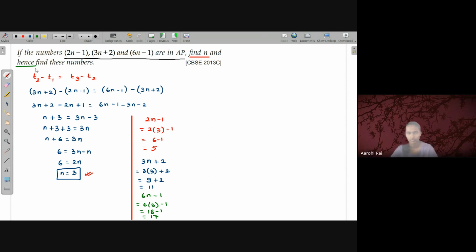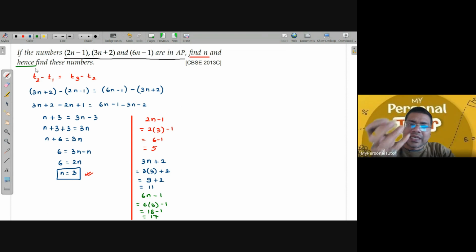Hence is like they're concluding that we should find these terms. Hence means using the value what you have found. Always remember, hence means whatever result you have got just preceding that, you have to use it and get the remaining things after that. So that's the reason they're asking to find n, and hence means using the value of this n, you have to find these terms. These terms are nothing but 2n minus 1, 3n plus 2, 6n minus 1. Everywhere you substitute the value of n as 3, you will get the required answer. Is that all right, Arohi?